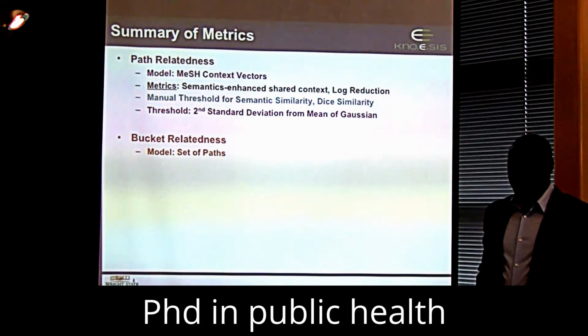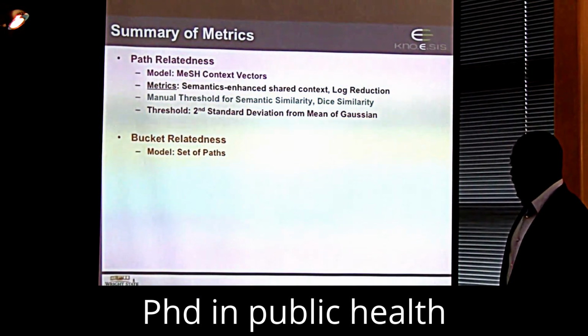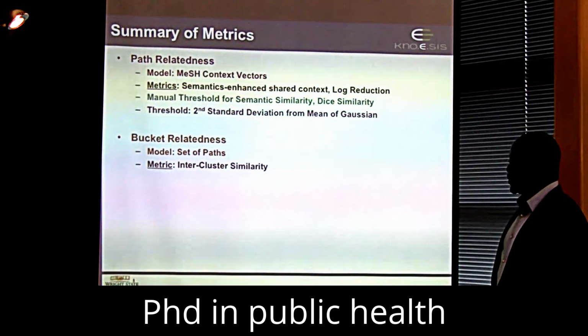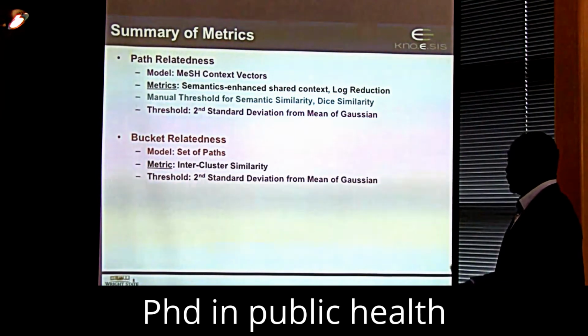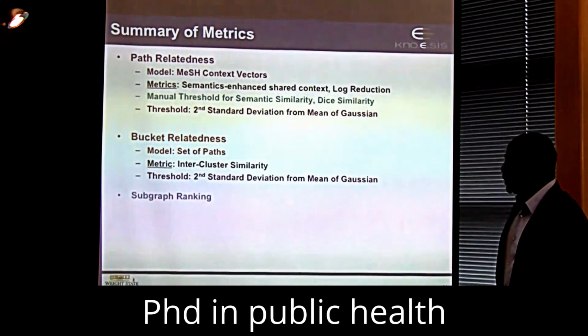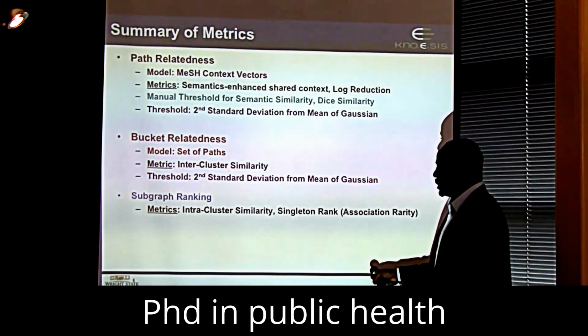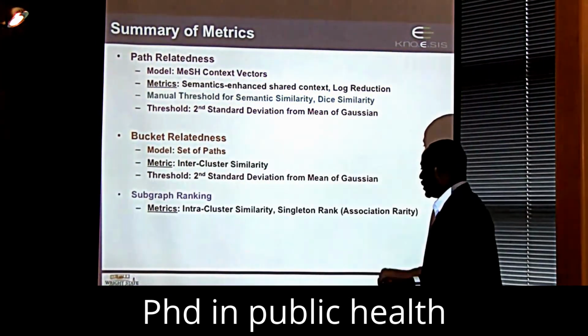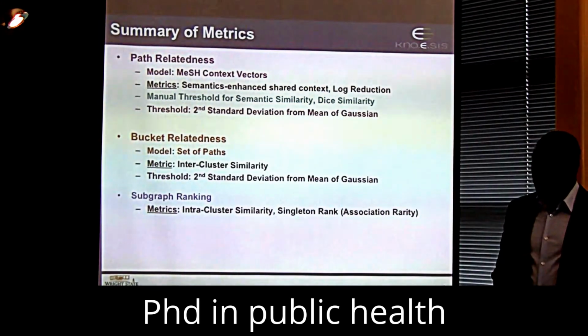For bucket relatedness, we know that there's a set of paths in a bucket. We've used the intercluster similarity for singletons. We've used the second standard deviation, the same thing here, to cluster the buckets, to merge the buckets, and then to rank the buckets. Ultimately, we use the intracluster similarity and this measure of association rarity.